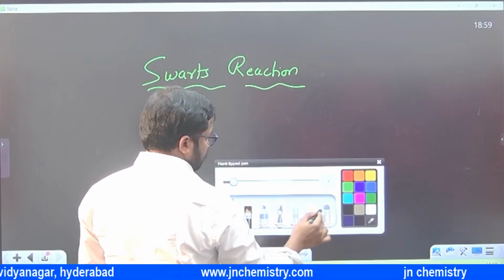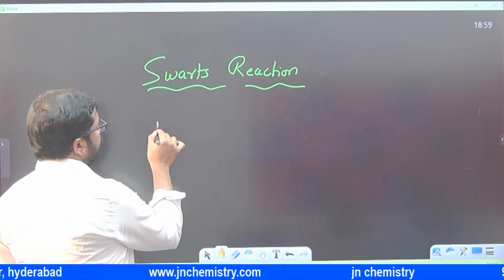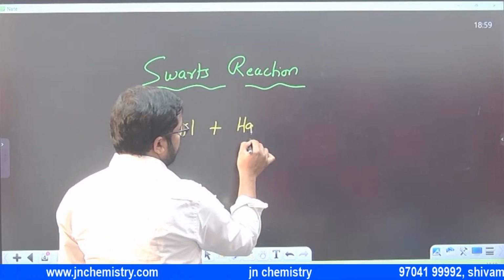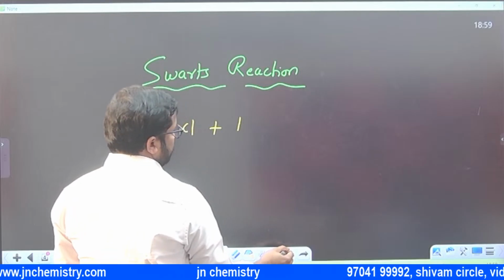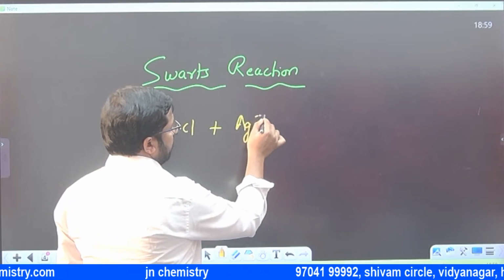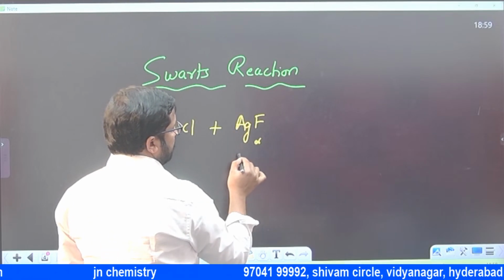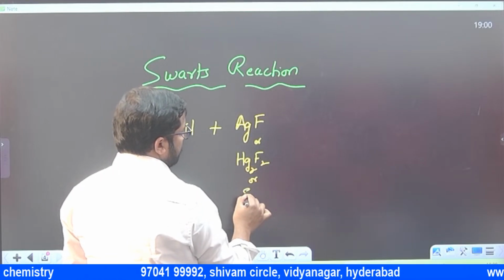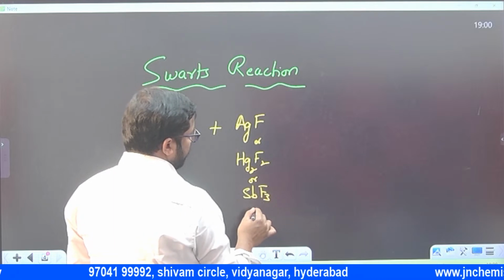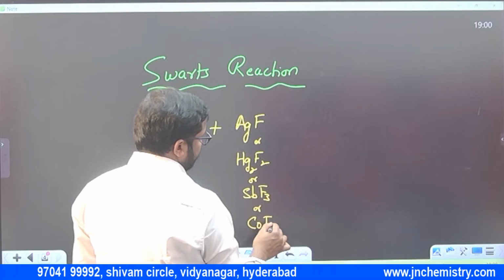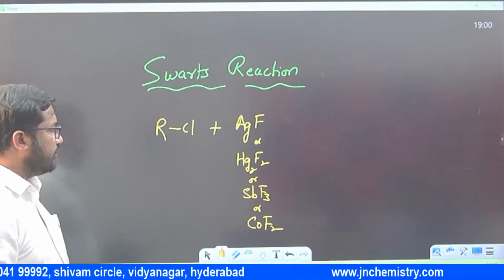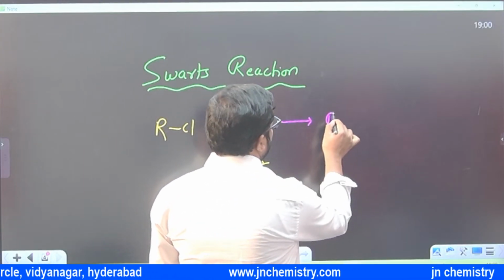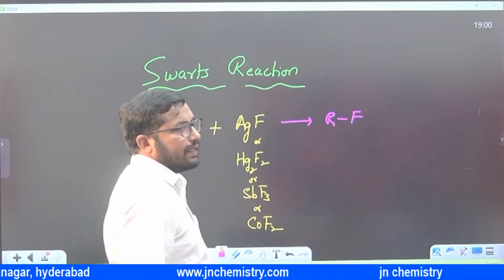Swarts reaction. So either chloro or bromoalkanes, RCl, RBr, with Hg2F2, AgF, or SbF3, or CoF2. Anything we can use, we'll get RF. Chloroalkanes we will get now. Write it down.